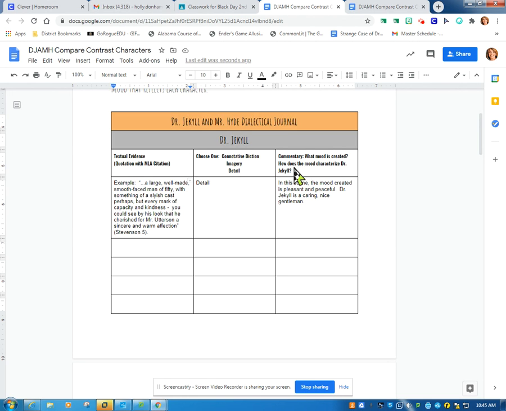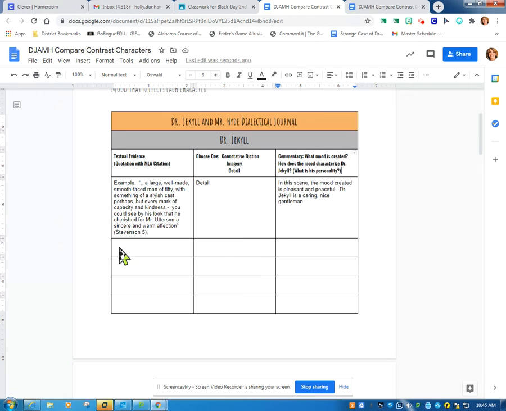And then the second question says, how does the mood characterize Dr. Jekyll? And that is just another way of saying, what is his personality? Okay? Dr. Jekyll is a caring, nice gentleman. So the first sentence answers this question. My second sentence answers the second question.